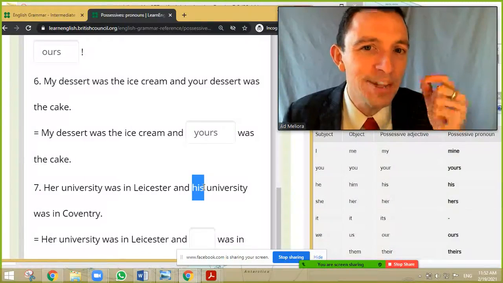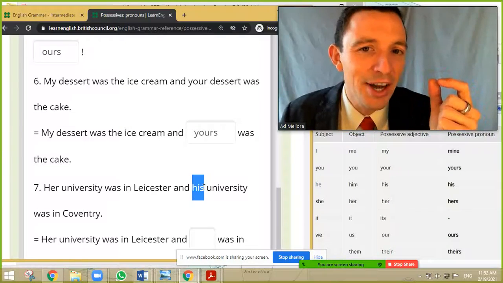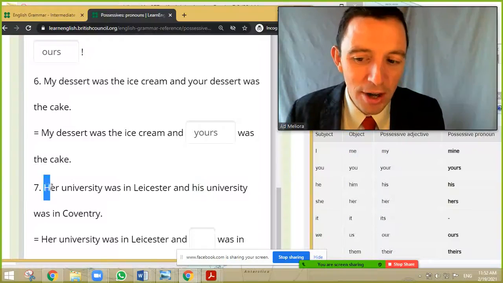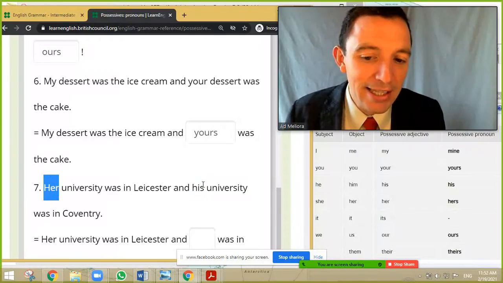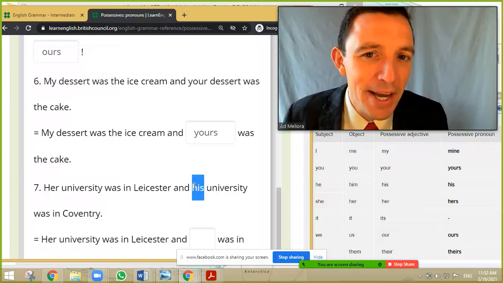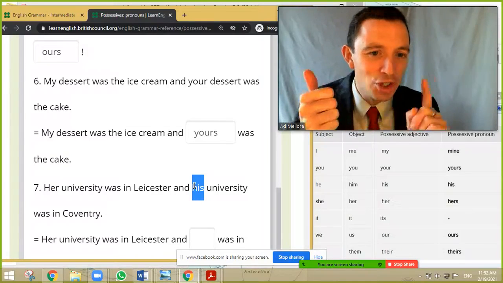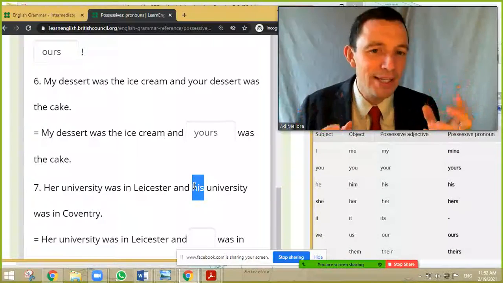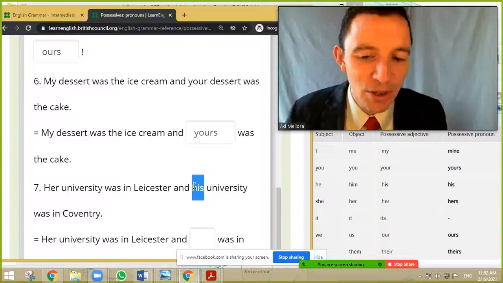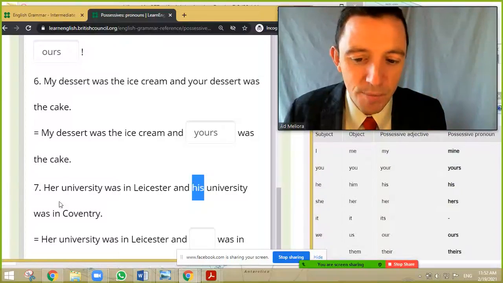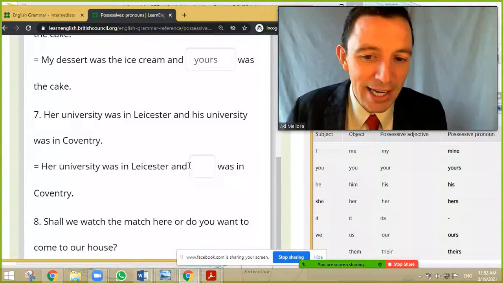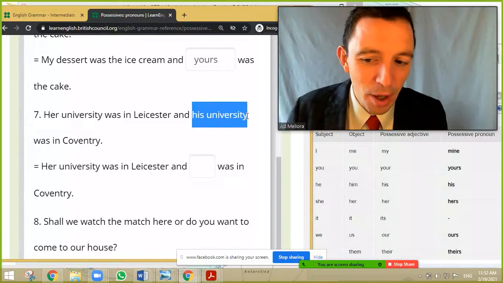It's so common, the error, because in Spanish you say su, y creo que su es por masculino y femenino, pero en inglés tenemos her for femenino and his for masculine. Big difference in English between he and she, his and her, massive difference. And in Spanish you do not have the big difference in general between the two, I think. Okay, and his university was in Coventry. So the substitution or the transformation, her university was in Leicester and his university was in Coventry.